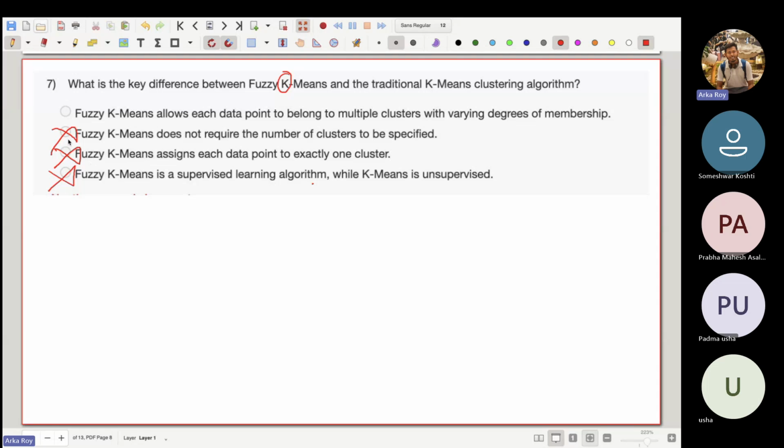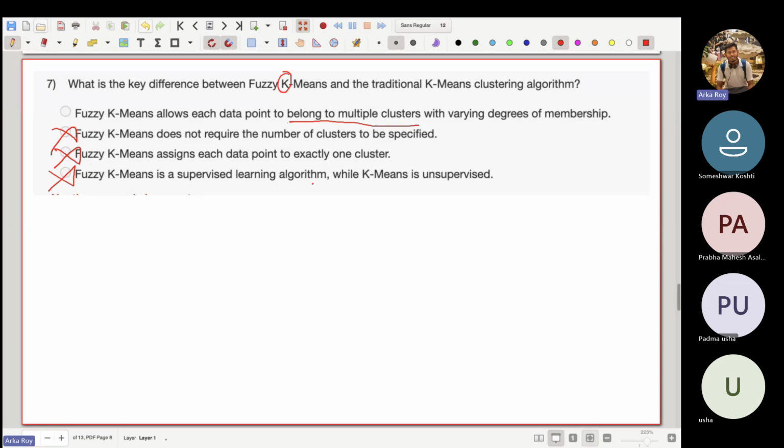So let us consider you put m equals 0.7 or something. Then you can say that there is a 70% chance that the data may belong to this particular group. The rest 30% chance is there that it may not belong to group 1 or group 2, something like that. So on this 30% uncertainty, the data point may belong to any of the other groups. So fuzzy k-means allows each data point to belong to multiple clusters.